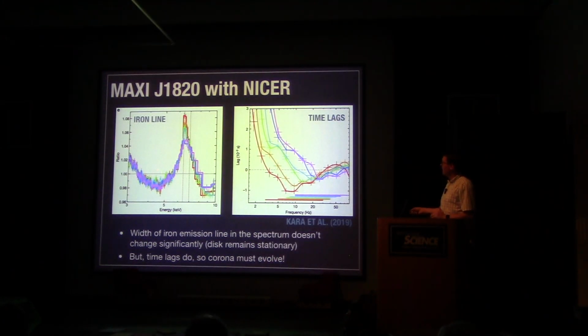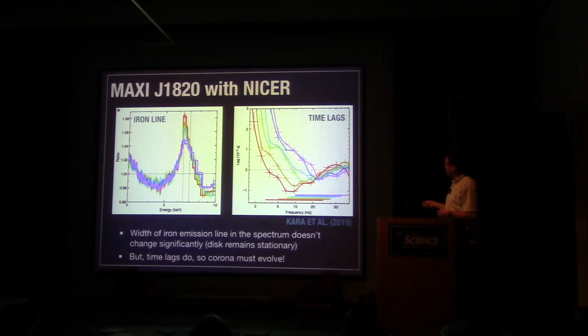What I should show you here is the spectral data. This is essentially brightness versus energy. Each one of these lines is a spectrum taken at a different time. You can see that they all fall on top of each other. And it's the width of this line, the shape of this part of the line in particular, that tells you the location of the accretion disk. You can see it's the same, right? So this tells us that the accretion disk doesn't seem to change.